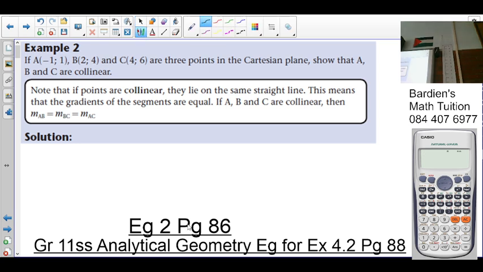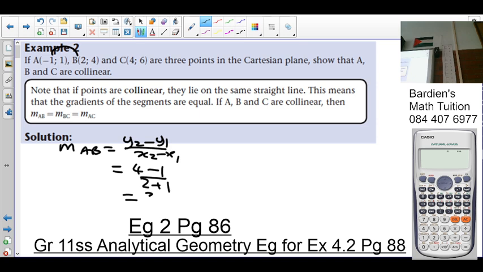Okay. So the gradient of AB I'm going to work out. How do you work out gradient? Change in y over change in x. Okay. So AB is going to be 4 minus 1 over 2 minus 1, which is 3 over 3, which is 1. Now we're going to work out the gradient of BC.